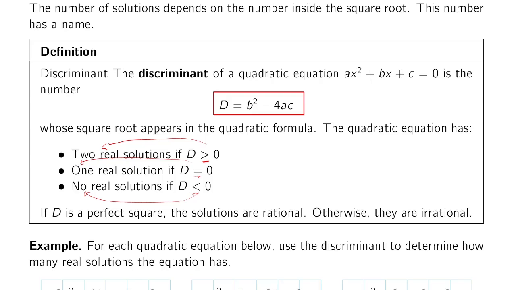Also, if the discriminant is a perfect square, we know the solutions are going to be rational. Otherwise, we know the solutions are going to be irrational. So we can either get a decimal approximation or give a simplified root. So in this next example, we don't care what the solutions are. We're just going to figure out how many there are by computing the discriminant.